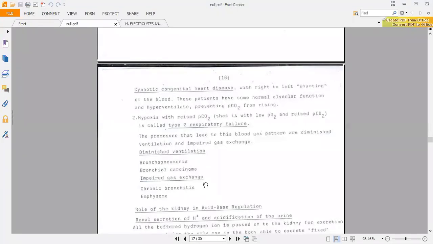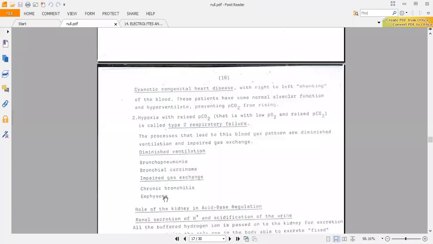So what can cause type 2 respiratory failure? Okay, now we have what is called bronchopneumonia. Remember I said lobar pneumonia will cause type 1, but bronchopneumonia will cause type 2 respiratory failure. And if you have cancer, bronchial carcinoma, it's going to happen. And if you have any of the COPDs, asthma, emphysema, bronchitis, they are the COPD conditions. And if you also have asthma, they can all lead to type 2 respiratory failure.